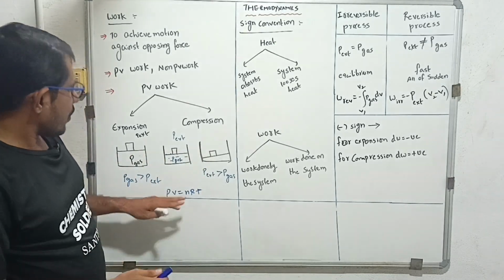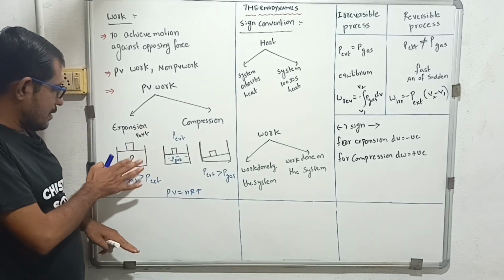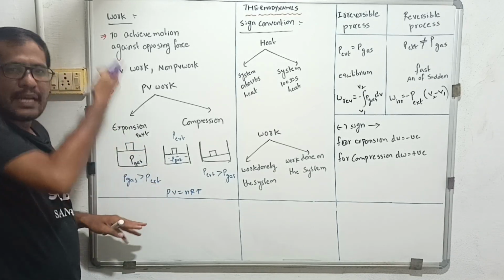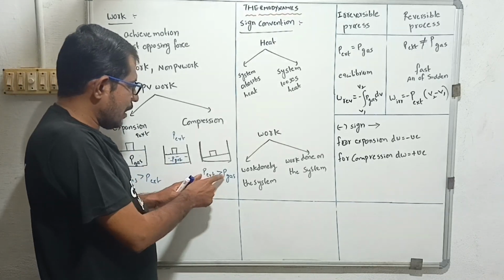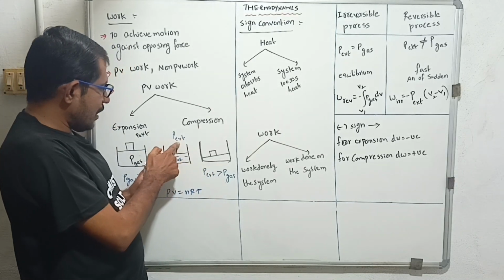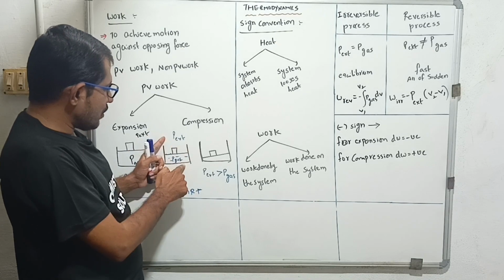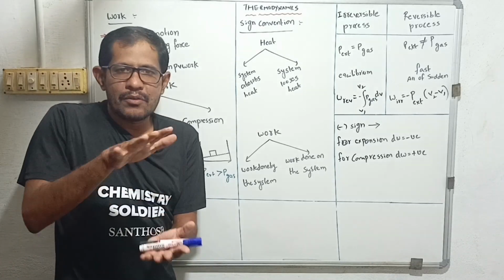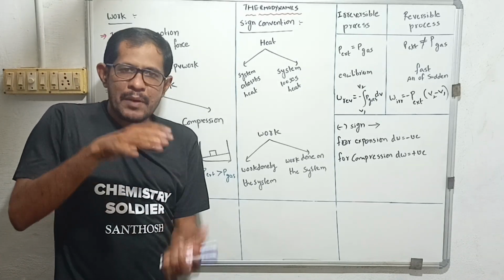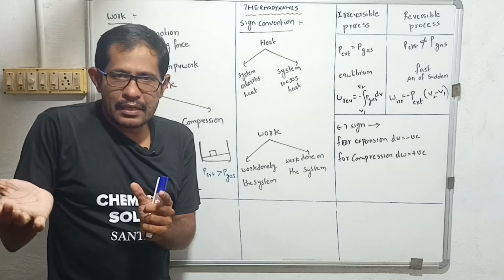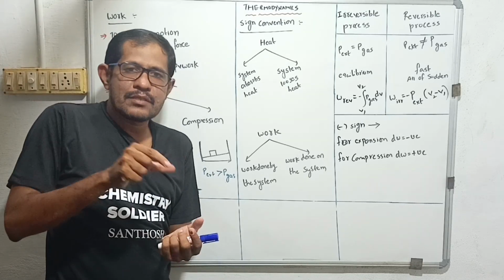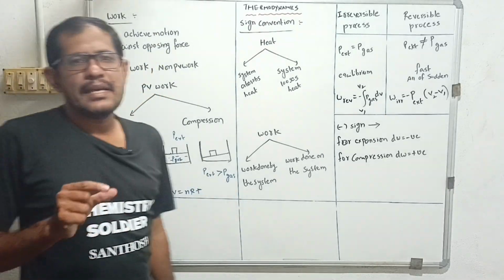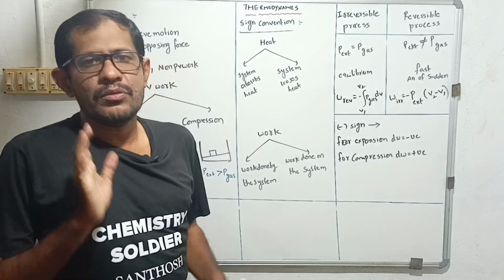Okay, so for compression, P external is more than P gas. For expansion, P gas is more than P external, and expansion happens if P external is less than P gas. If P external is more than P gas, then compression happens. So PV work involves compression and expansion. In expansion, P gas is more than P external; in compression, P external is more than P gas. So remember this condition. For P gas, we can apply the ideal gas equation, that is PV equal to nRT.